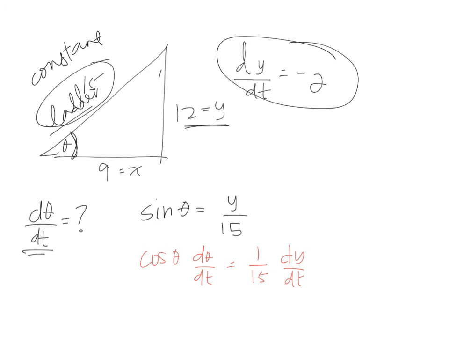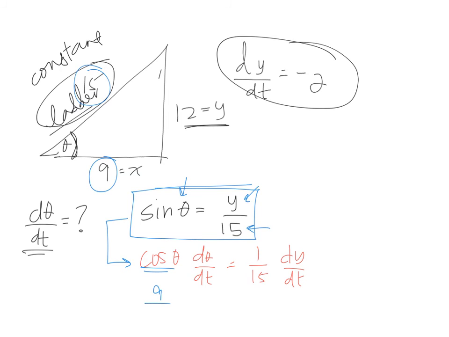Okay, so this was the formula. This was the relationship of this related rates problem. This is changing, this is changing, this is constant. I took the derivative. Now I'm going to plug in what I know. At this moment in time, cosine theta is 9 over 15. So when we pause the video of the ladder moving down, and this is 12, and this is 9, and this is 15, cosine at that moment is 9 over 15. I do not know d theta dt, and it's 1/15 times negative 2. And you can find d theta dt by solving that algebraic equation.